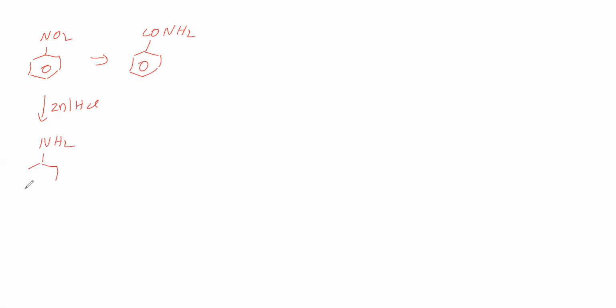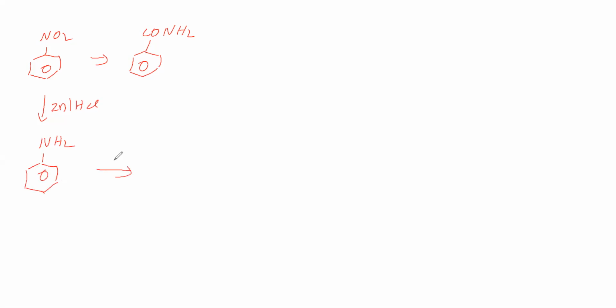Benzamide from nitrobenzene. We'll convert nitrobenzene into benzamide. So now we will take this nitrobenzene and treat it with metal and acid. So the NO2 group is converting into an NH2 group.